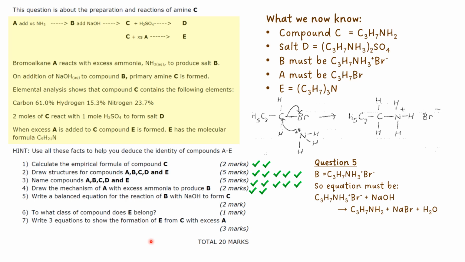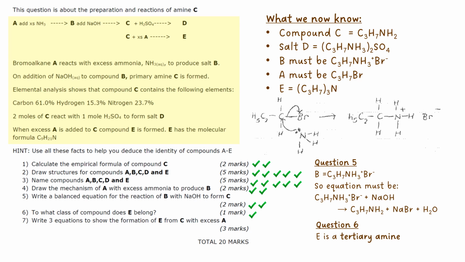Thinking about question 5, we know what B is already, so we just react B with NaOH to make the amine, sodium bromide, and water. So that gets those 2 marks. And E, like we've said already, is a tertiary amine.